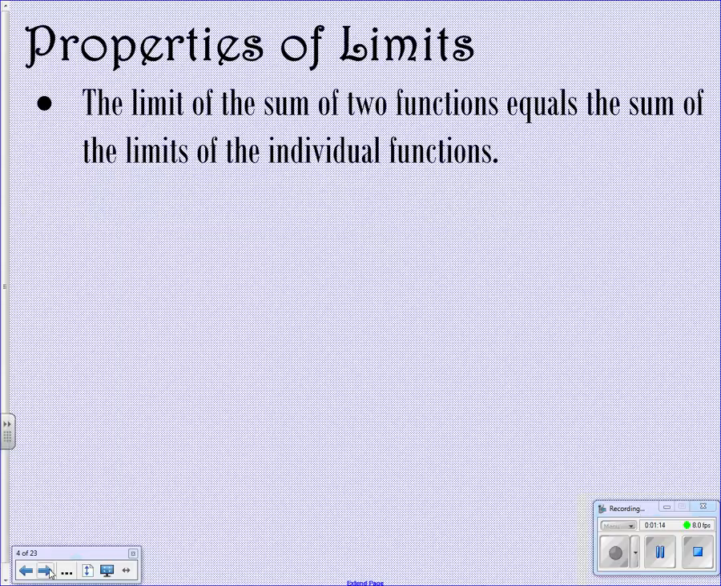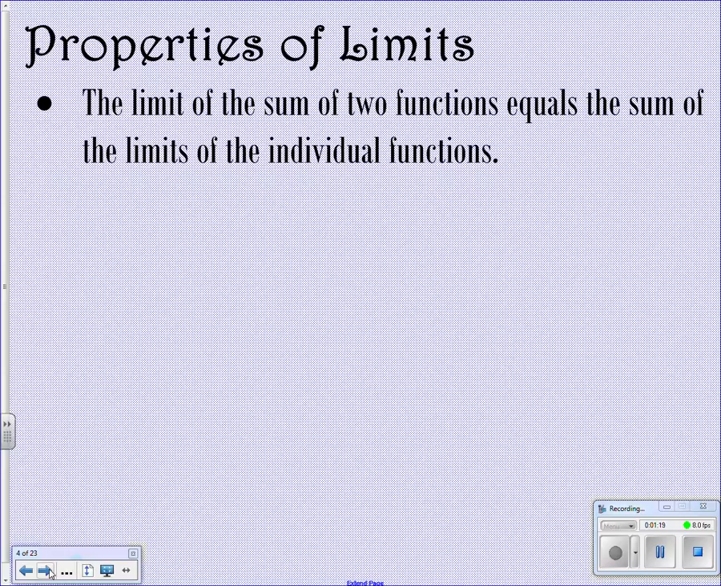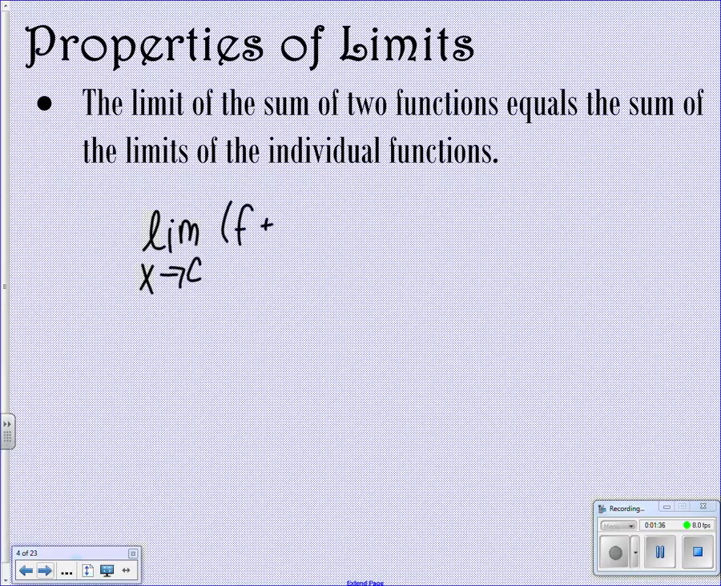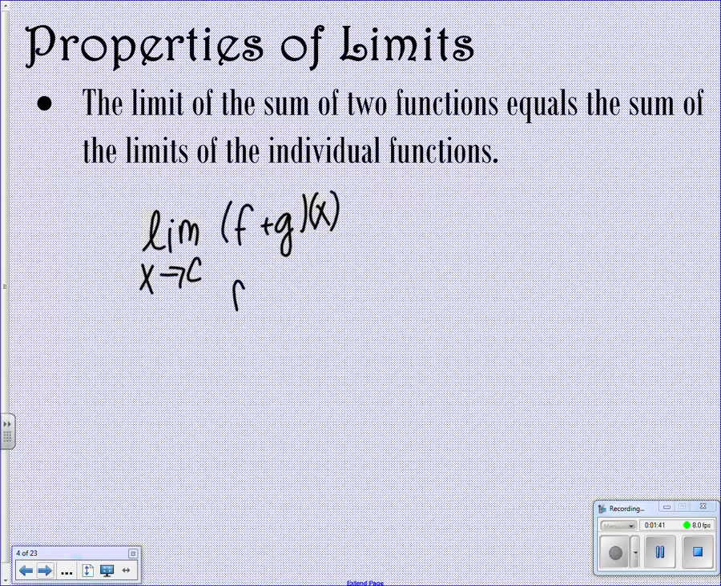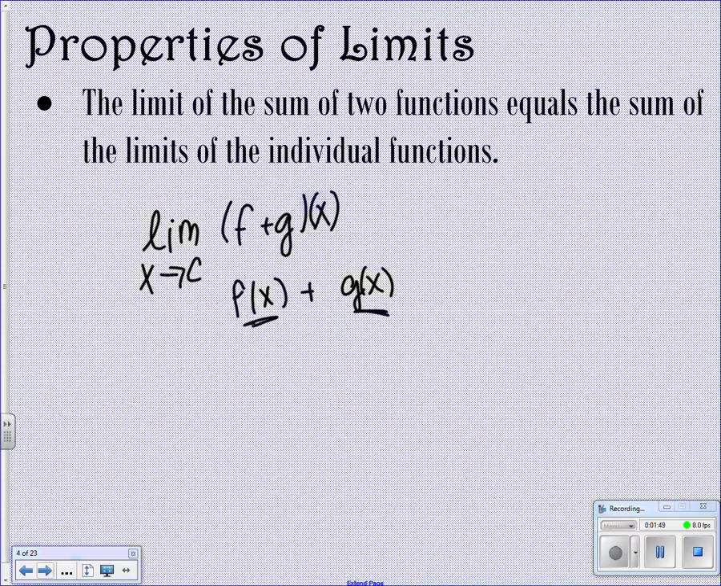So the limit of the sum of two functions equals the sum of the limits of the individual functions. So if I have the limit as x goes to some c value of f plus g of x, I can just figure out what the limit of f is, figure out the limit of g, and then add that value and that value together.